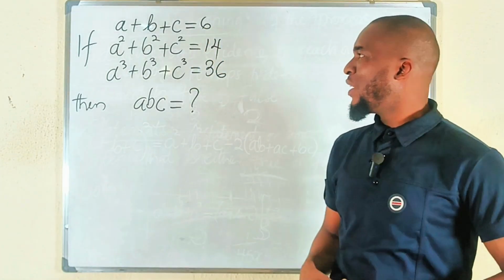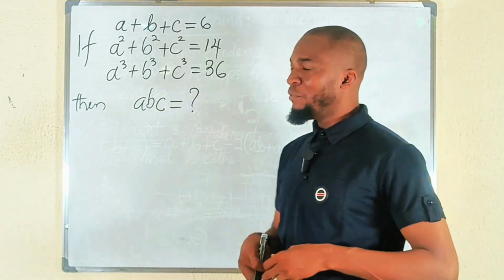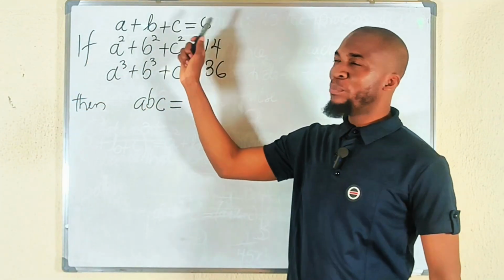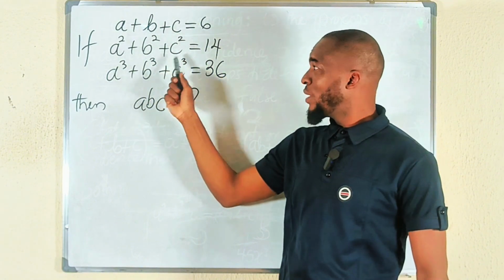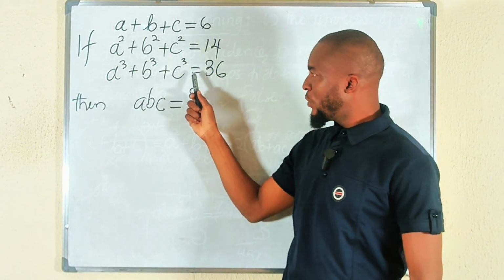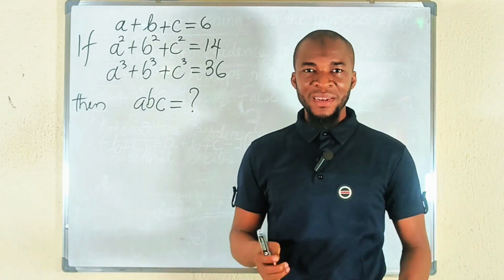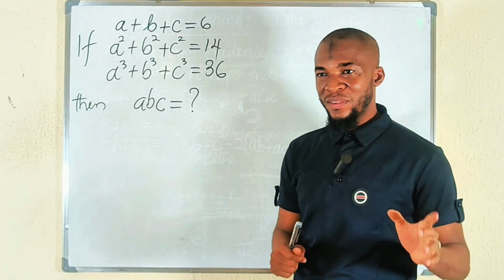We have on the board a very interesting Olympiad mathematics question. The question reads: if a plus b plus c is equal to 6, a squared plus b squared plus c squared is equal to 14, a cubed plus b cubed plus c cubed equals 36, then what is the value of a times b times c, abc?